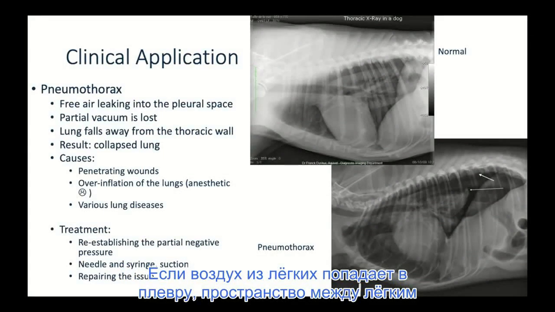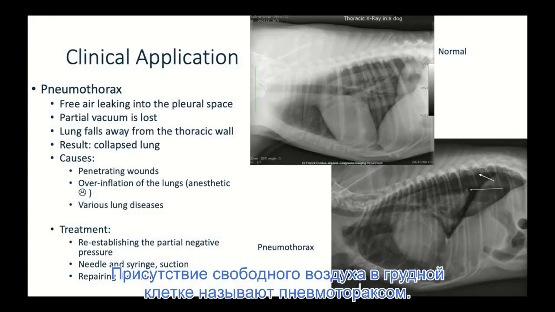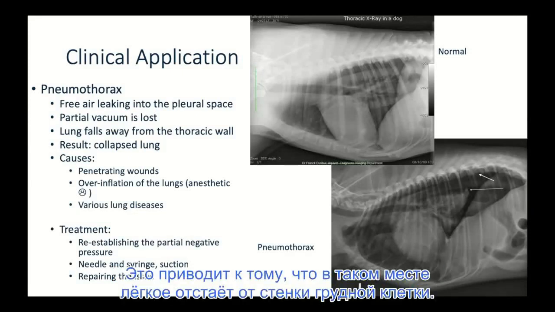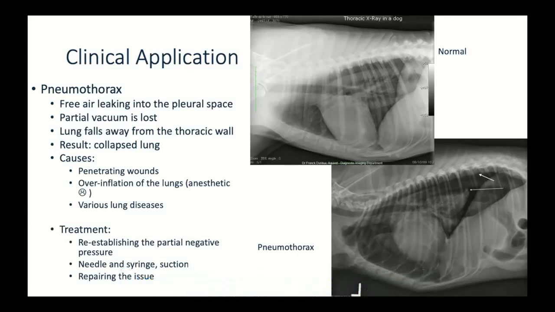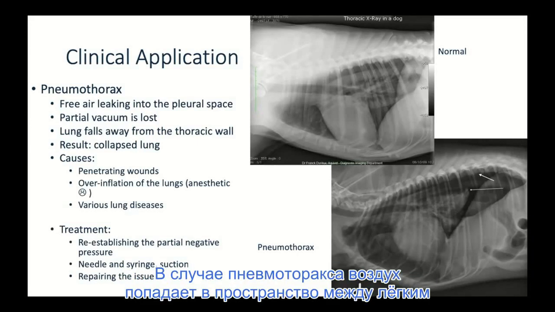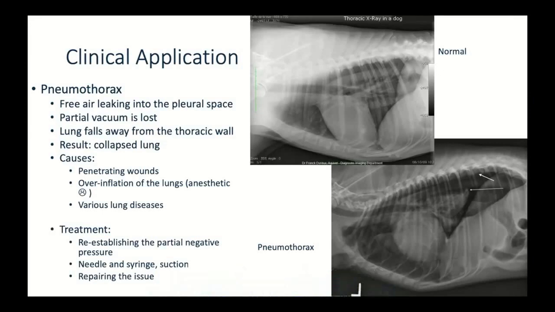If the air in the lungs leaks into the pleural space, the space between the lungs and the thoracic wall, the partial vacuum is lost. The presence of free air in the thorax is called pneumothorax, and it results in the lung in that area actually falling away from the thoracic wall. So I said that the lung kind of sits stuck to the rib cage, that's the thoracic wall. In the case of pneumothorax, that air gets in between the lung and the thoracic wall, and the lung kind of falls away from that rib cage.